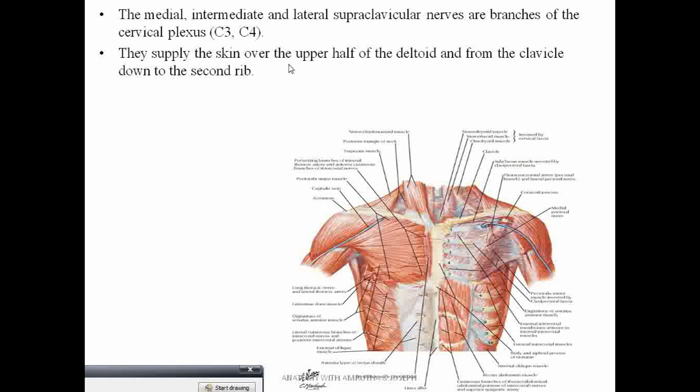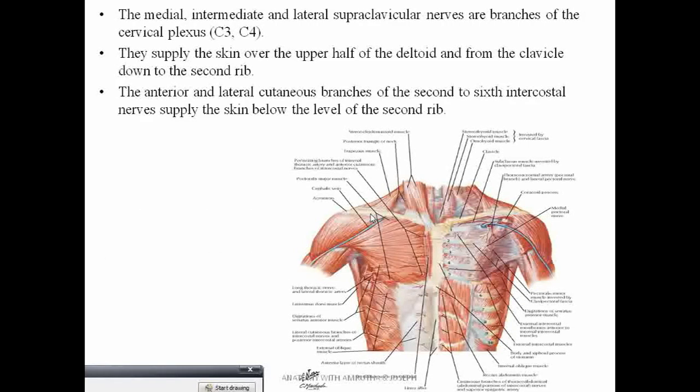They supply the skin over the upper half of deltoid. Deltoid is this muscle. So this region is supplied from the clavicle down to the second rib. Ribs are placed here, you can see the ribs. So up to this area, supraclavicular nerves are supplying. So they are cutaneous nerves.